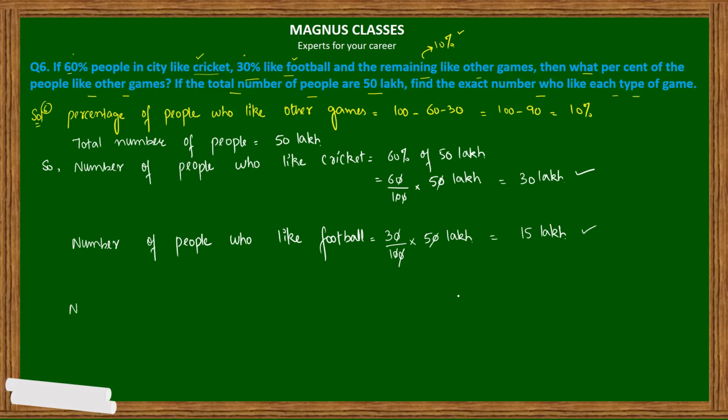Alright, the number of people who like other games. Cricket and football are done. Now cancel the zeros again. 5 into 1 is 5, so it comes out to be 5 lakh. So writing in lakhs here: 30 lakhs, 15 lakhs and 5 lakhs. So the number of people who like cricket is 30 lakhs, who like football is 15 lakhs, and who like other games is 5 lakhs.